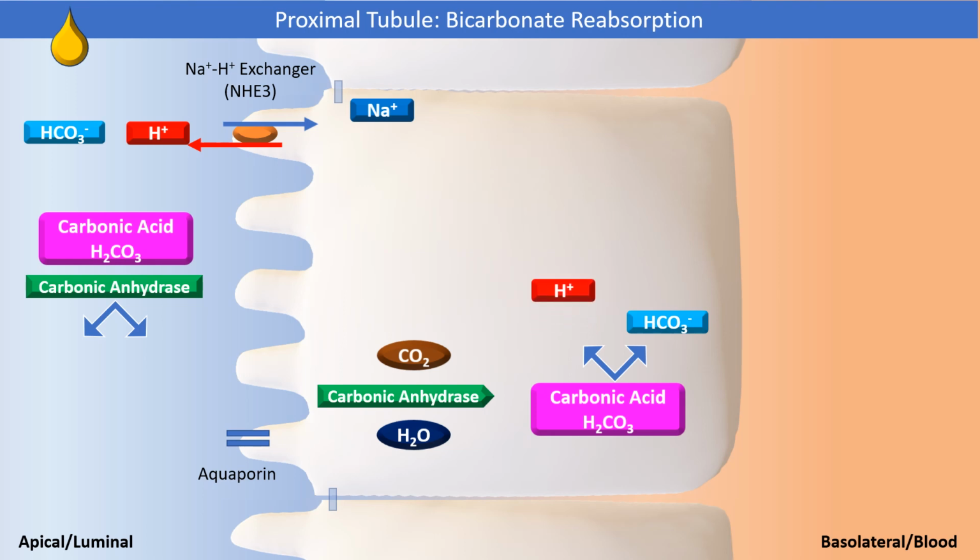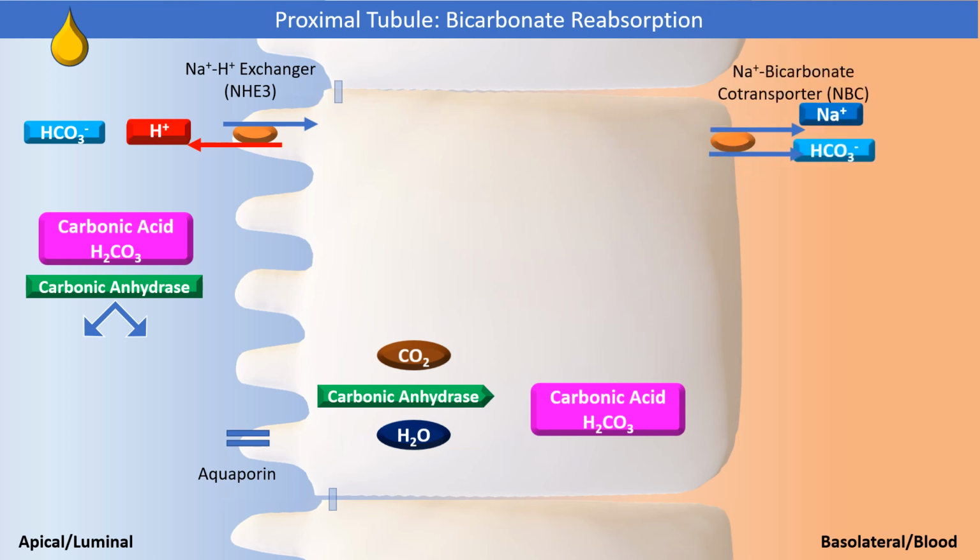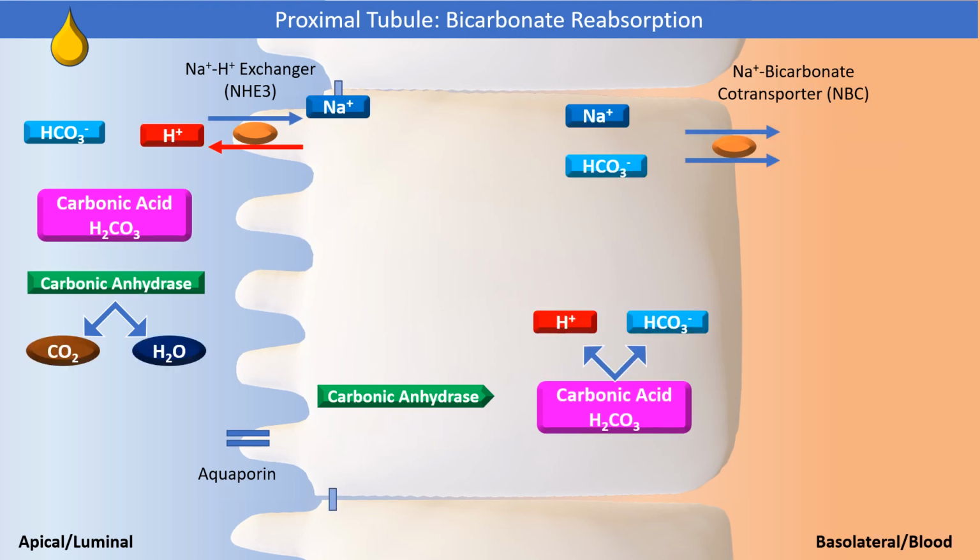Hydrogen gets redelivered into the lumen to pick up another filtered bicarbonate to reabsorb, while the regenerated bicarbonate gets reabsorbed into circulation via the basolateral sodium bicarbonate cotransporter. This multi-step process is how bicarbonate is reabsorbed by proximal tubules.